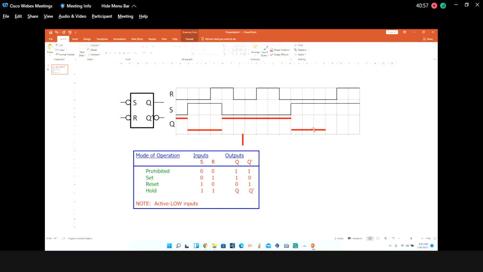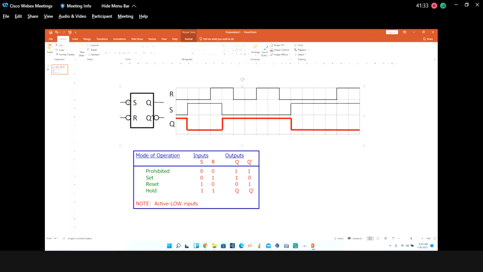Okay. And then at the end, 1, 1 is hold mode, so it just holds the 0 value. After that, you just put the vertical one like this. Do you get the same answer or not? So this is what you get for the SR flip-flop.